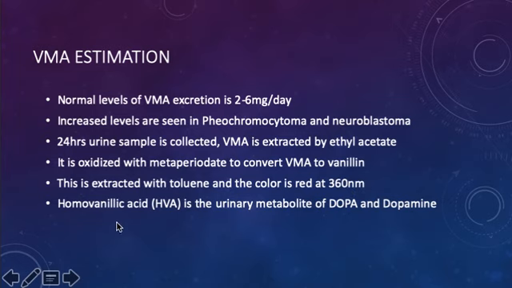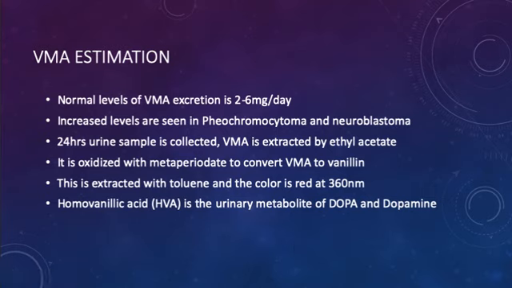So you have another urinary metabolite of dopa and dopamine, that is homovanillic acid, or we also call it HVA. So whenever we take a ratio of HVA and VMA, if it is less than 1, there's good prognosis. Anything more than 1 gives a very bad prognosis of that particular disease. That is, it can be either pheochromocytoma or neuroblastoma.